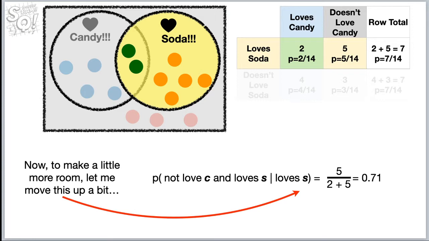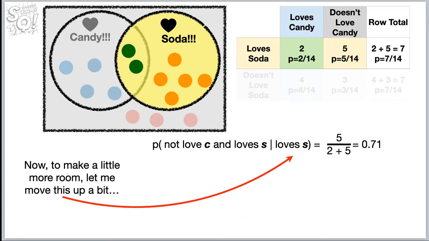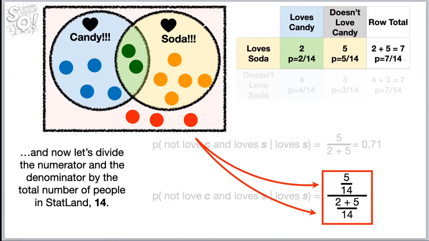Okay, now to make a little bit more room, let me move this up a little bit. And now let's divide the numerator and the denominator by the total number of people in Statland, 14. So all we've done is we've divided the 5 in the numerator by 14, and that 2 plus 5 in the denominator, we divided that by 14.